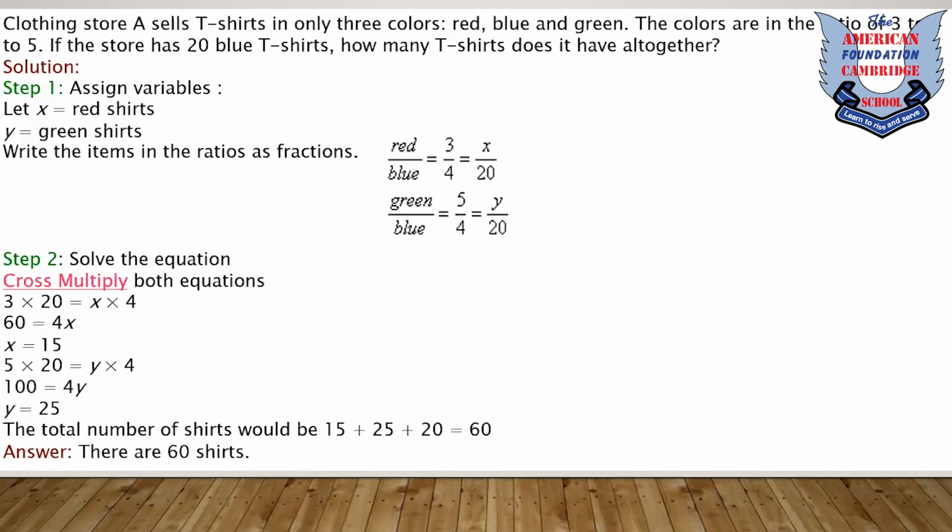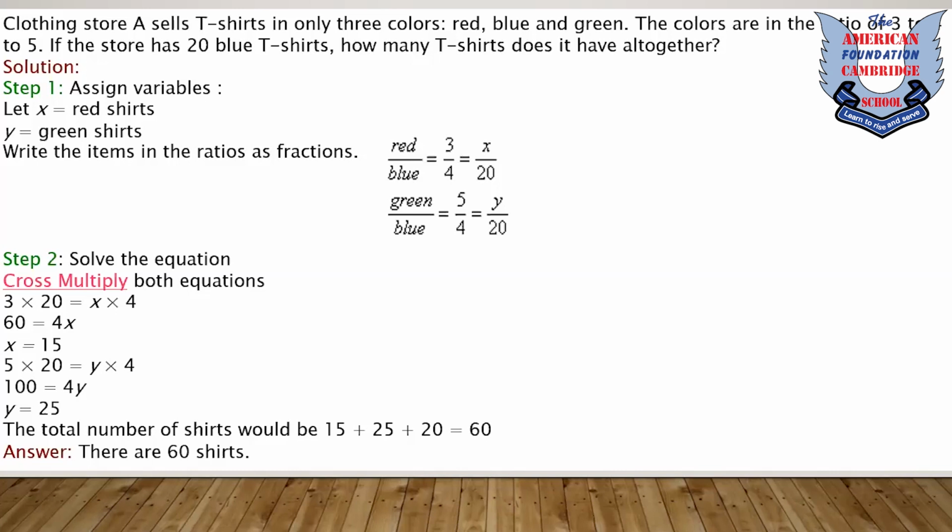Okay, since we have two unknown numbers of t-shirts, we'll assign variables to both. We only have the number of blue shirts, so we'll assign x to red shirts and y to green shirts. Why will we do this? Because both of the values are unknown. Remember, when we're assigning variables, that means the values are unknown.